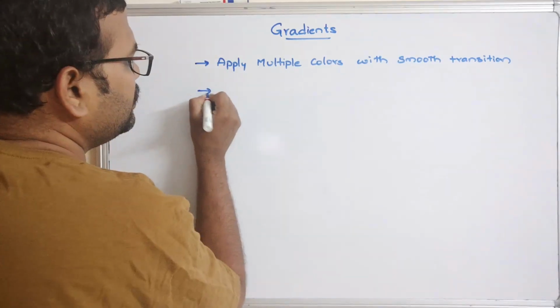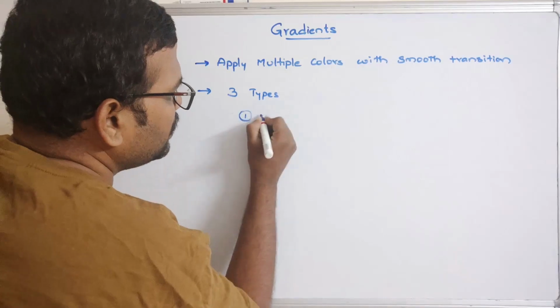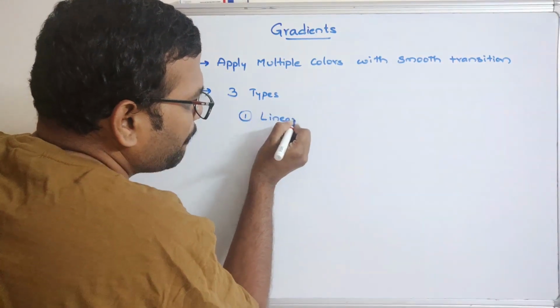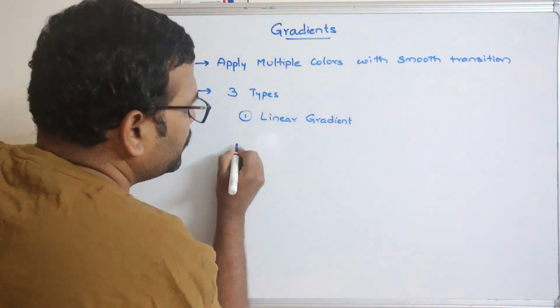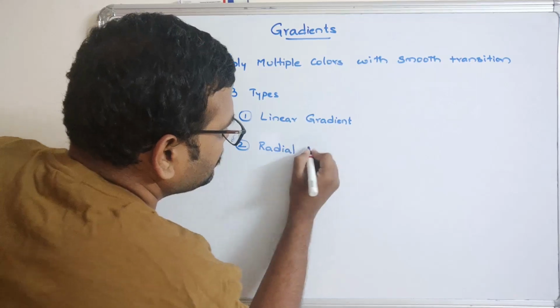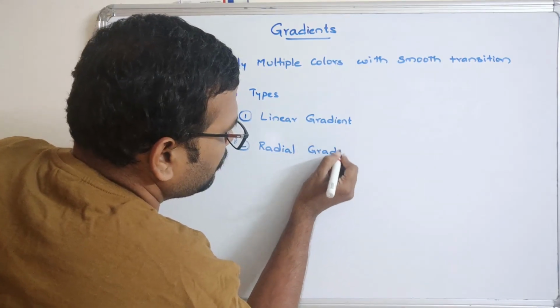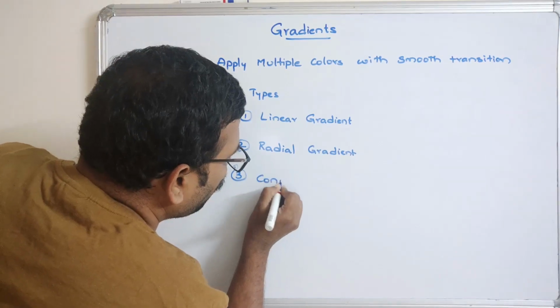Three types of gradients. The first one is a linear gradient. The second one, radial gradient, and the third one, conic gradient.